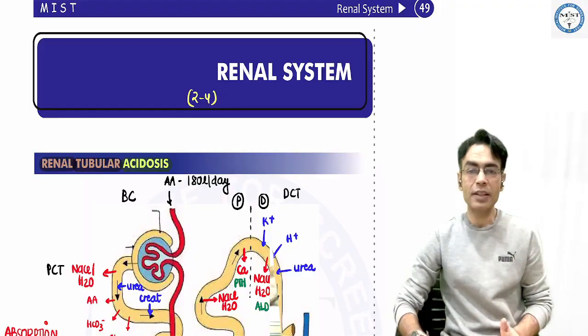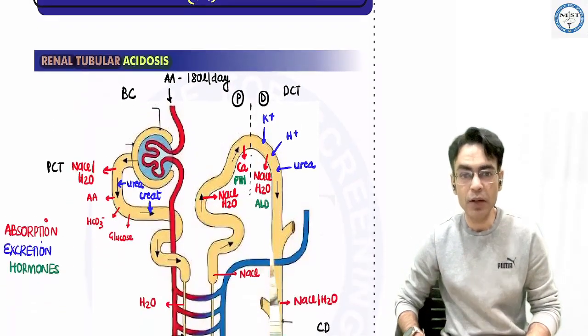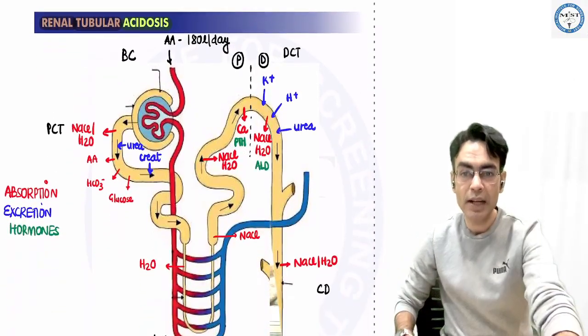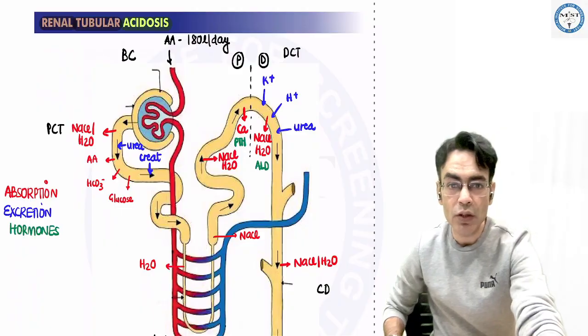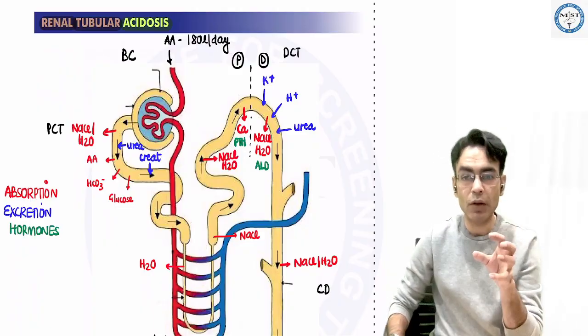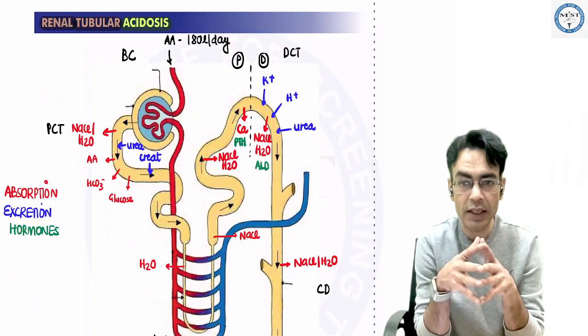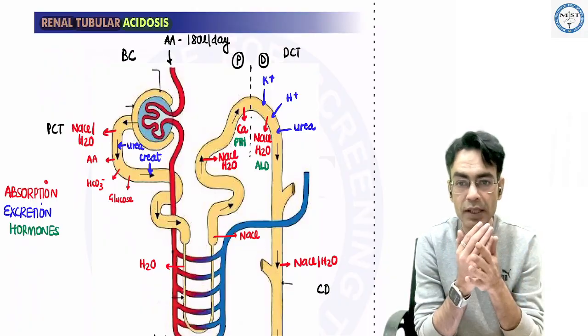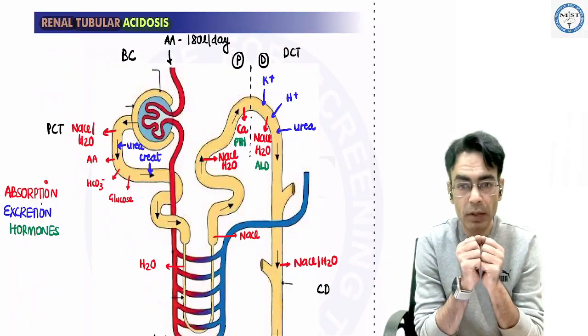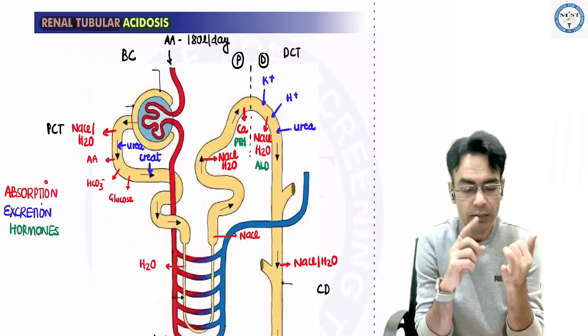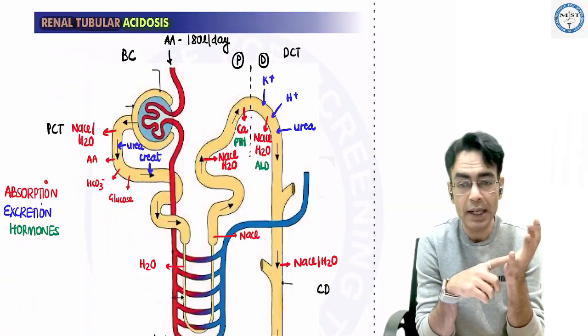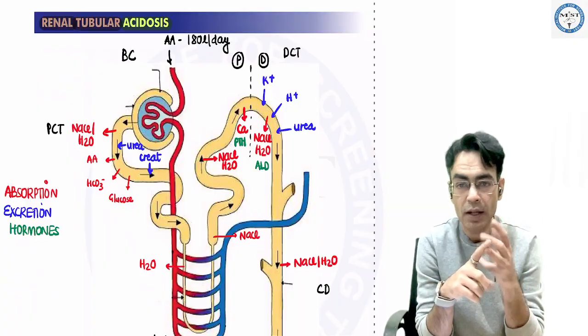The renal system, the first disease is renal tubular acidosis. We know that we have the nephron, and in the nephron, we will talk about the glomerulus. We have PCT, we have loop of Henle, we have DCT, and we have collecting duct. Now, your PCT will absorb sodium chloride and water, 100% glucose, bicarbs, and your amino acids.